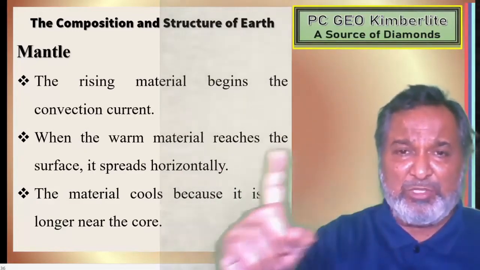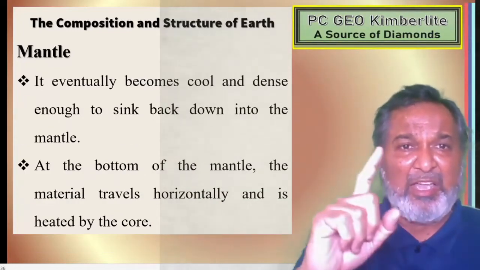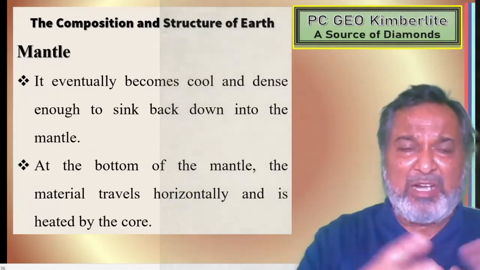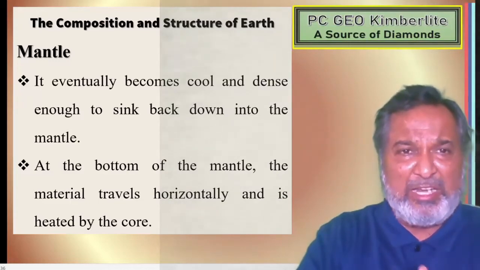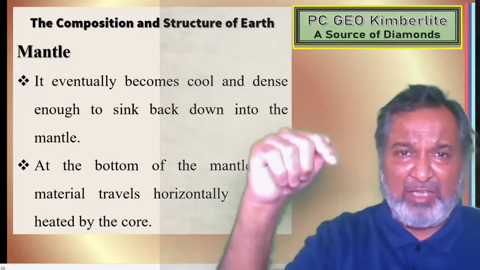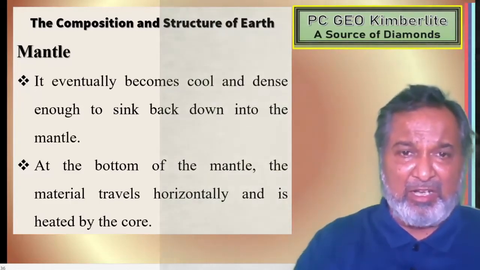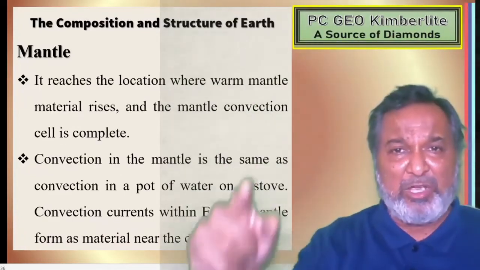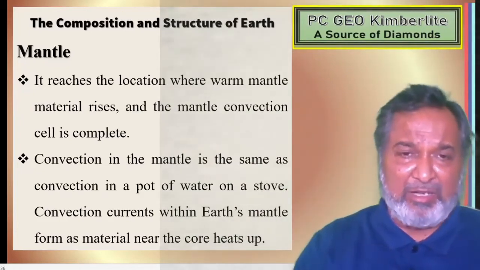The material cools because it is no longer near the core. The hot material transfers its heat to the other, colder rock, loses heat, and eventually becomes cool and dense enough to sink back into the mantle. At the bottom of the mantle, the material travels horizontally, gets heated by the core, and rises again. This is where the convection cell is complete.